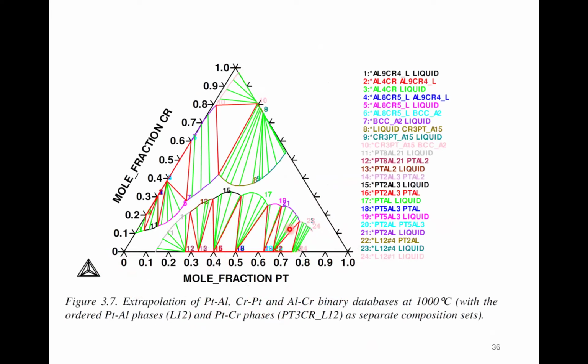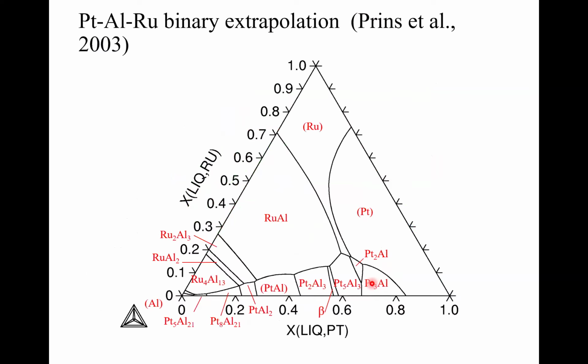Where you've got the green lines, those are 2 phases in equilibrium. There, the program bombed out. And then this is a single phase region of FCC. And then this is quite fun. This is also a binary extrapolation. And it's got a whole bunch of phases marked on.